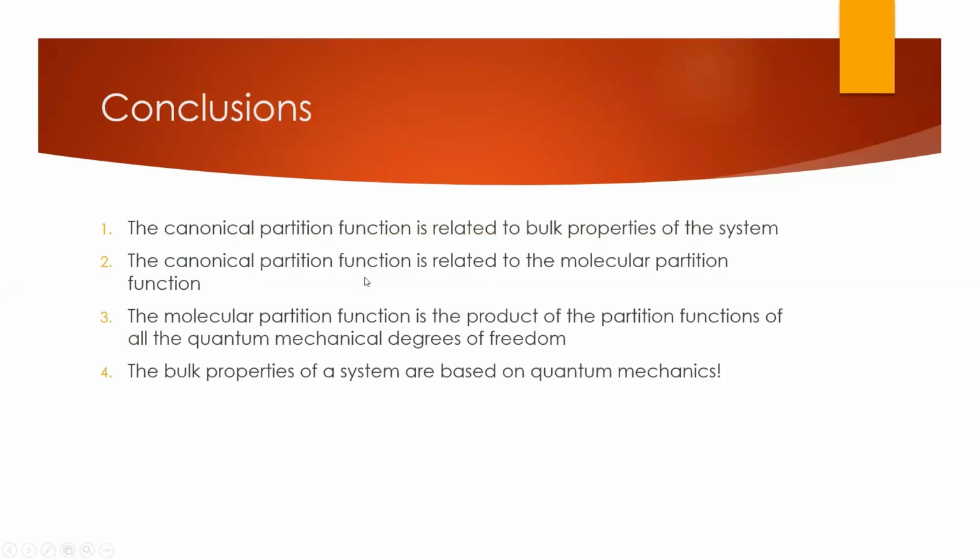To conclude, the main point for this section is the connection between quantum mechanics and thermodynamics. We started with the canonical partition function and said that that was related to the bulk properties of the system. We then related the canonical partition function to the molecular partition function, and today we defined the molecular partition function based on the partition functions of all of the quantum mechanical degrees of freedom. So putting all of these things together, the bulk properties of the system, such as internal energy, entropy, heat capacity, and so forth, are based on quantum mechanics, and we can actually use quantum mechanics to explain these bulk properties. And that's where we'll be going in the next chapter.